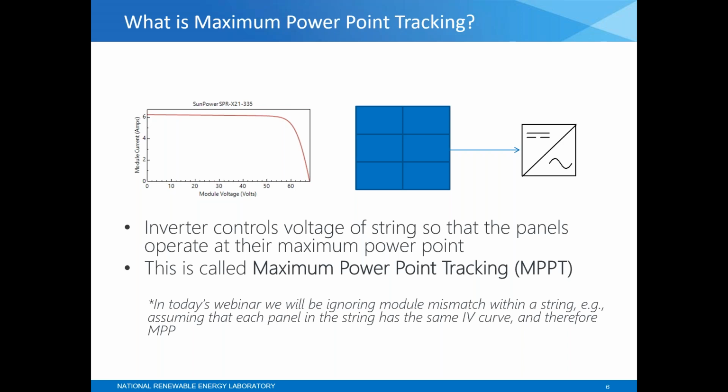So what I mean by that is we're assuming that each panel within a string has the exact same IV curve and therefore the same maximum power point. In real life, that might not be the case due to things like uneven shading, uneven module degradation, uneven soiling. But for today, we're going to ignore that type of within-string mismatch and just assume that all modules on one string are going to be operating at the same voltage for their maximum power point.